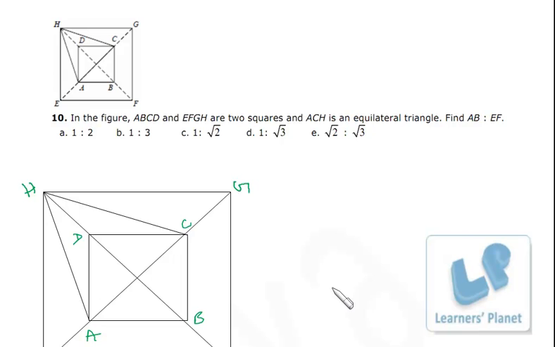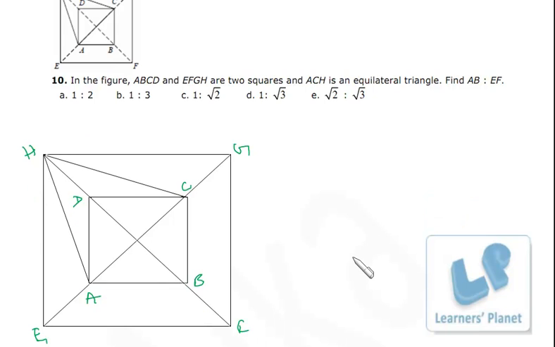Now here an interesting challenging problem with us. In the figure, ABCD and EFGH are two squares and ACH is an equilateral triangle. Find AB is to EF. Now see, ABCD and EFGH, both of them are squares.